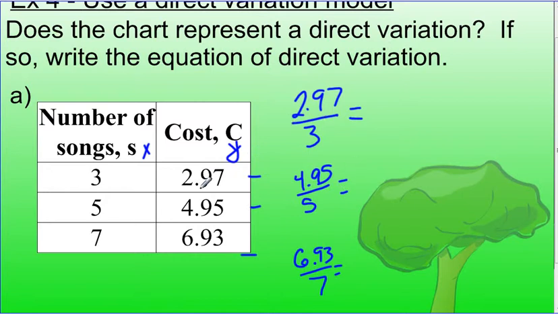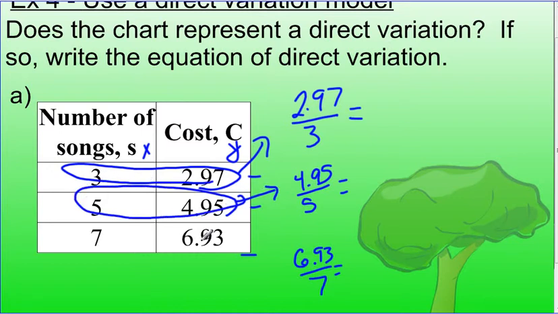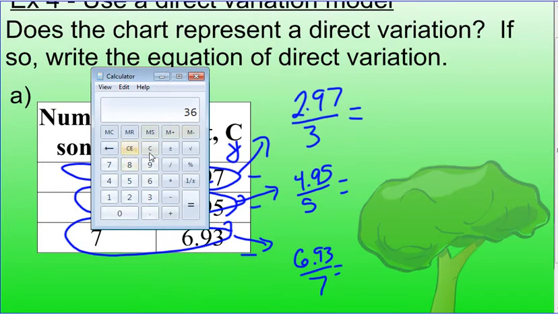I'm taking this as our slope, the y value over the x value. And I want to know, are these all the same? If we find some that are the same and some that are different, it's not direct variation. They all have to have the same slope. Okay, so let's do this math a little bit. This is definitely calculator math. So clear, clear, clear.